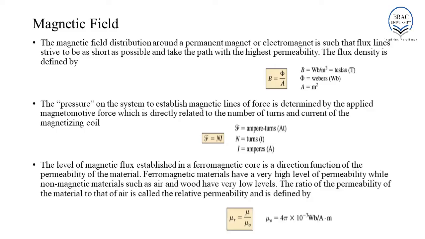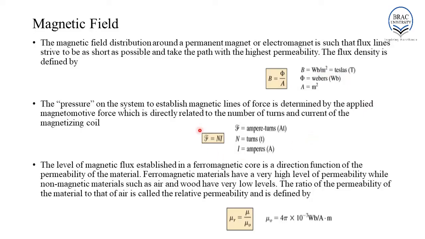Now, the flux density is basically defined by the expression B equals phi by A. The flux density defines the number of magnetic flux lines per unit area. The unit for the flux density is Weber per meter square or Teslas, T.